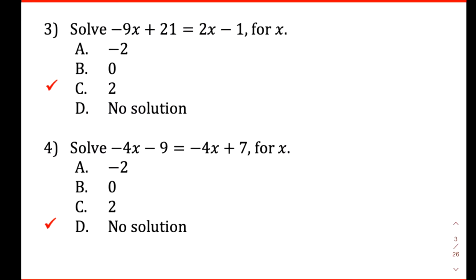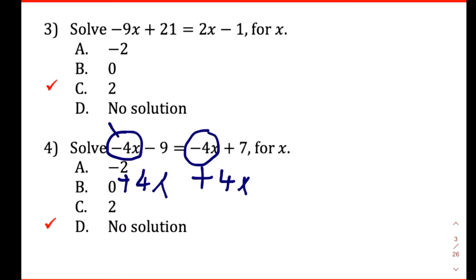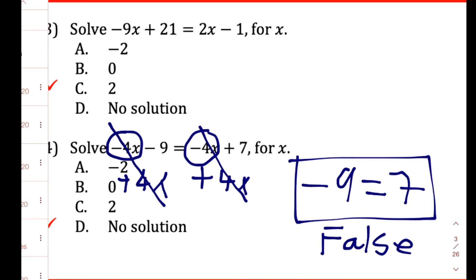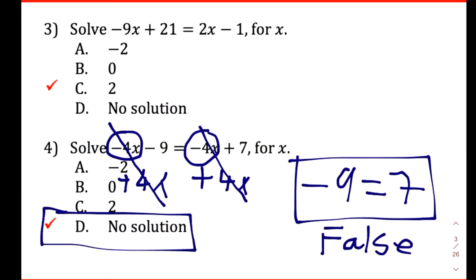For this question, you have minus 4x, and you have minus 4x here. You can add 4x to each side. So when you add 4x to each side, this negative 4x cancels. And you get negative 9 equals 7. As you can see, x disappears, and you look at this and you say it's false. What does it mean? This means that the equation has no solution. And that's why here the option is no solution.